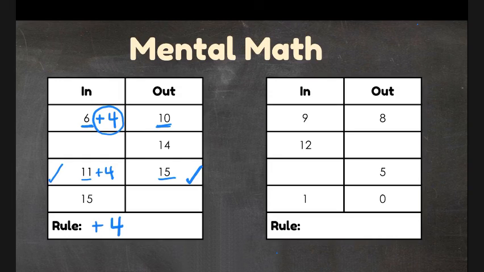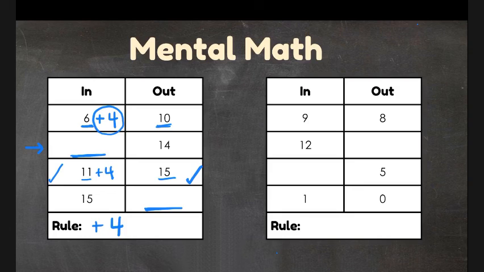Now I need to fill in my two other blanks. I need to fill in this number here, and I also need to fill in this number here in order to complete this table. On the second one, I know that the number that comes out is 14, but I need to know the number that goes in. So I'm not going to add 4 to 14, because that would get me what would come out, and I need what comes in.